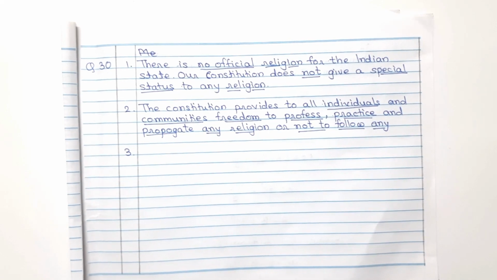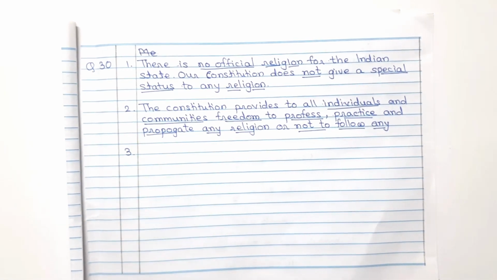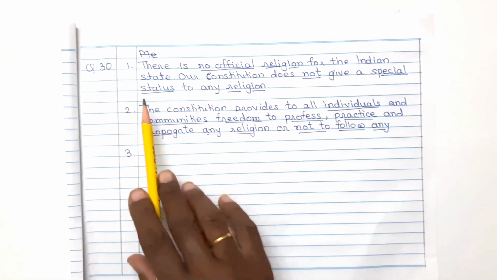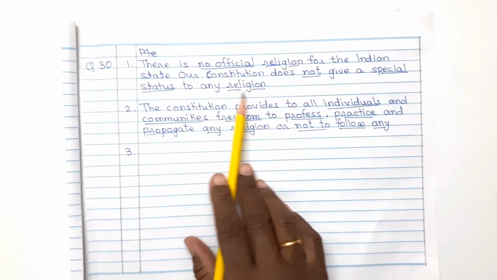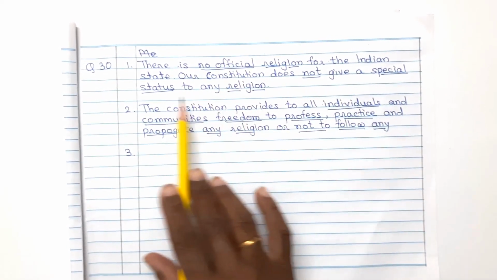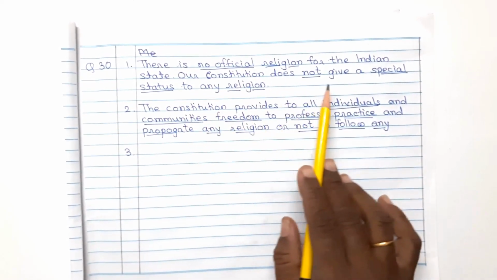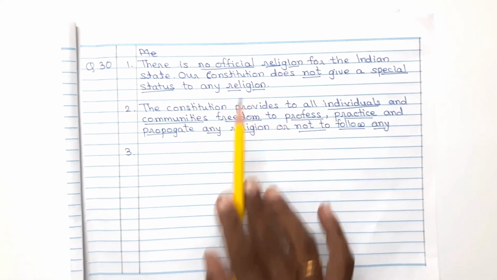Now we will see about SST. The question is, mention the provisions that constitute India into a secular country. The first point is, there is no official religion for the Indian state. Our constitution does not give a special status to any religion. Now what are the key points in this point? No official religion, does not give special status to the religion.